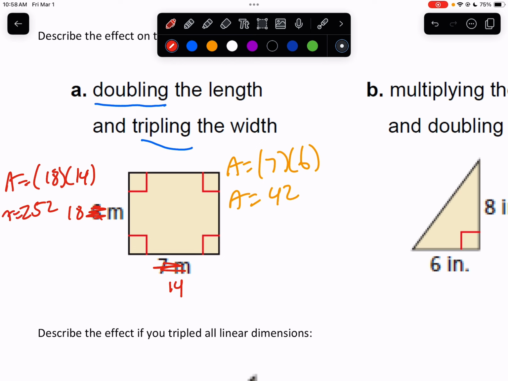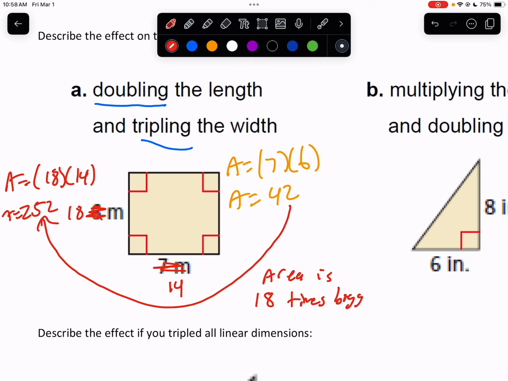So how do you go from 42 to 252? Well, what is 252 divided by 14? It is 18. So the area is 18 times bigger.